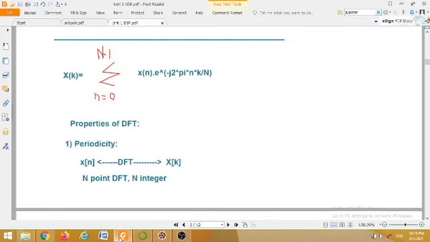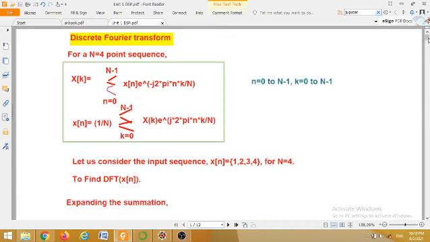So in this class we are going to discuss the properties of DFT. In the last class we discussed the DFT, the discrete Fourier transform, where we have the input signal x of n and the output signal X of k, both in discrete form. X of k is given as summation n equal to 0 to N minus 1, x of n e power minus j 2 pi n k by N, and x of n is equal to 1 by N summation k equal to 0 to N minus 1, X of k e power j 2 pi n k by N.